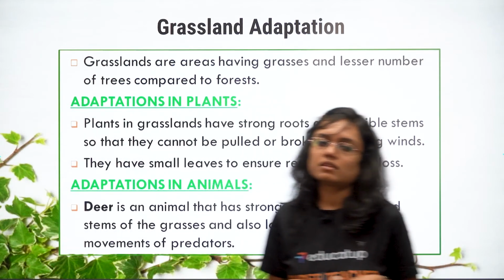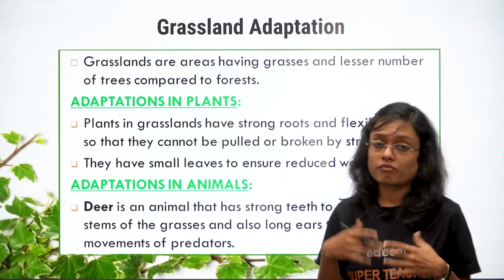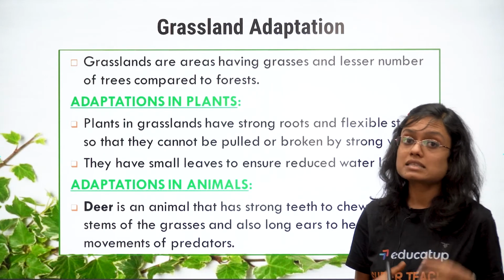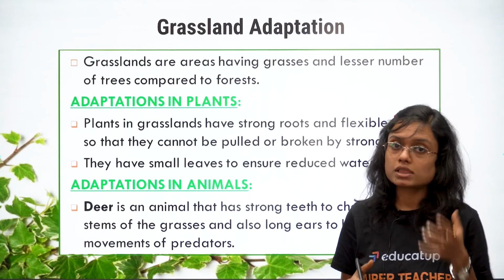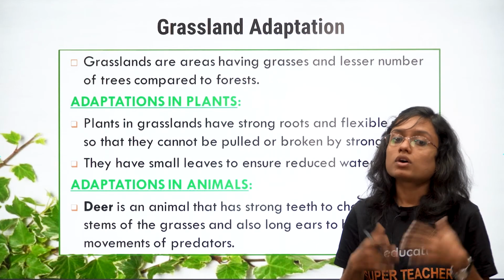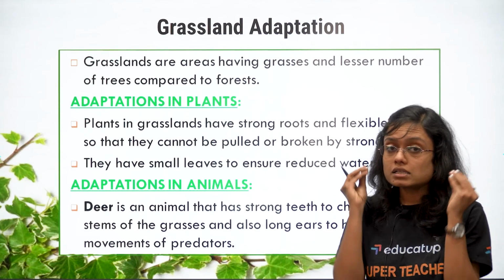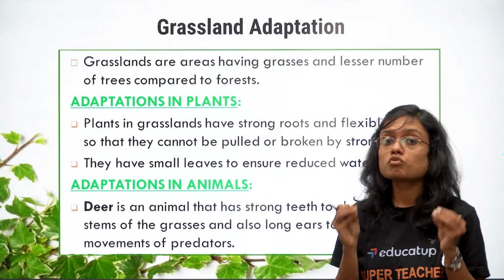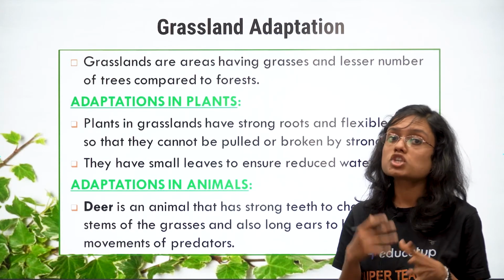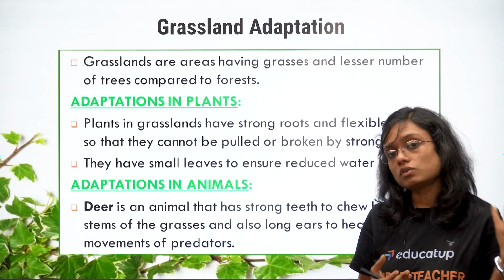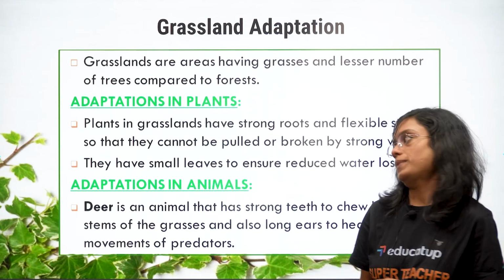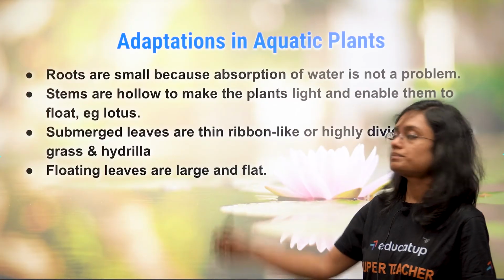If we talk about animals, then deer is an animal which is very commonly found in grasslands. It has strong teeth so that it can chew all the grasses which are available or the stems which are available. It has also long ears so that it can understand or analyze the movement of predators. Predators मतलब जो शिकारी होते हैं, lion, tiger, who are going to come and kill him. Okay, now let's move ahead.